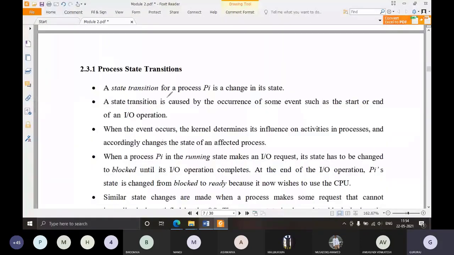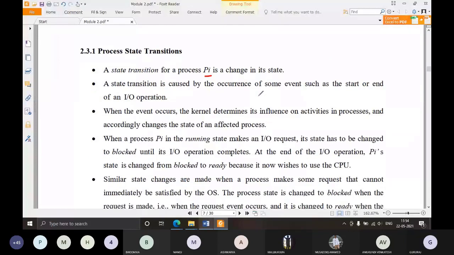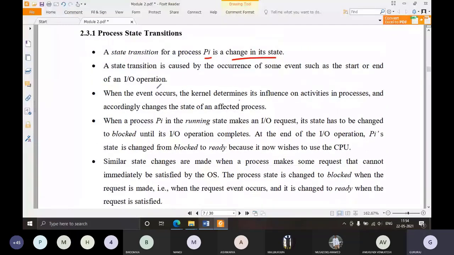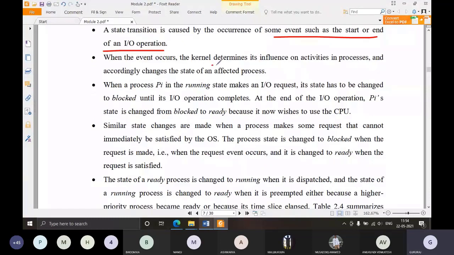So a state transition for a process Pi is a change in its state. State transition is caused by the occurrence of some event, such as the start or end of an IO operation. When the event occurs, the kernel determines its influence on activities in processes and accordingly changes the state of the affected process. We saw when the process state will change.